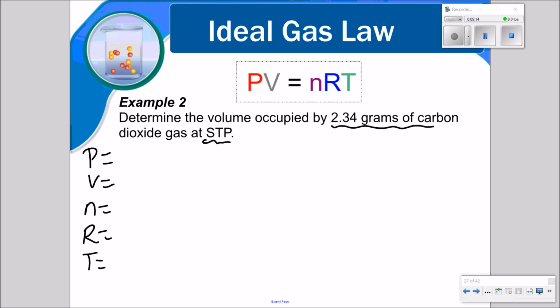I can't use grams in my equation, but I can use moles. So I'm going to go ahead and convert that. So 2.34 grams of CO2, 44.01 grams of CO2 in every 1 mole. And I got 0.0531.